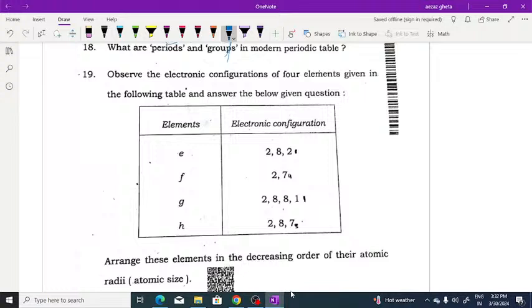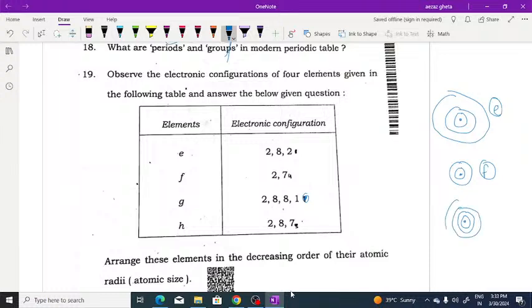Observe the electronic configuration of four elements given in the following table and answer the question given below. So this is 2,8,2, this is 2,7, this is 2,8,8,1, this is 2,8,7. Arrange the elements in decreasing order, matlab highest to lowest. So this is E for elephant and this is F for frog. This is G for goat. This is H for horse. And now we have to arrange it in decreasing order.